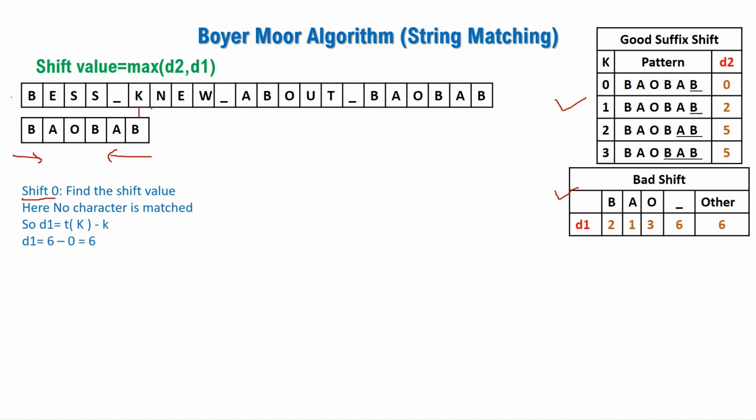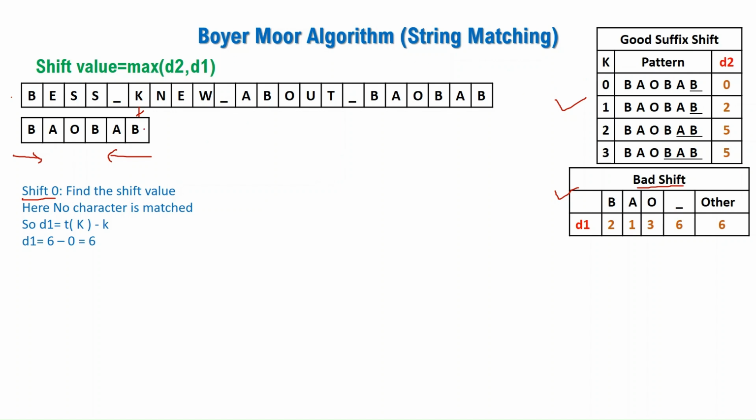Now you check with this. K and B, are these characters matched? No, these two characters are not matched. Then what should you do? You are supposed to calculate the value of D1. If no characters are matched, directly take the value from the bad shift table. If a character is matched, then take the value from the good suffix table. This is important.